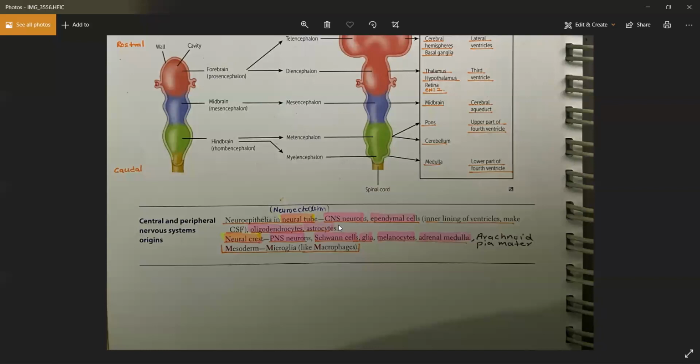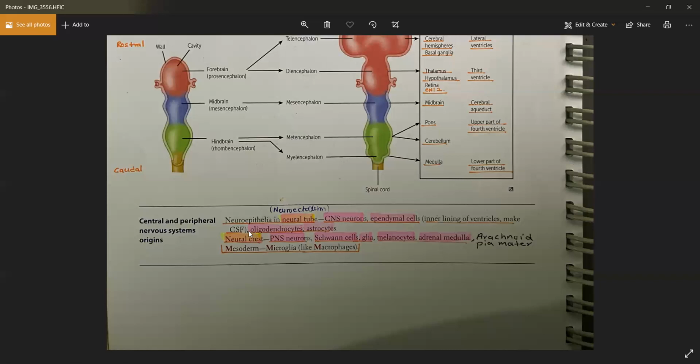You have two types of cells. One are the cells which originate from the neural tube, and second are the neural crest cells. The cells from the neural tube, the neuroectoderm, will form the CNS neurons, all the neurons which are present in your brain, which means the upper motor neuron included. Ependymal cells, which form your ventricles, are formed by neural tube cells. Oligodendrocytes, which line the CNS neurons, are formed by the neural tube cells, and the astrocytes, which maintain your brain, are formed by the neural tube.